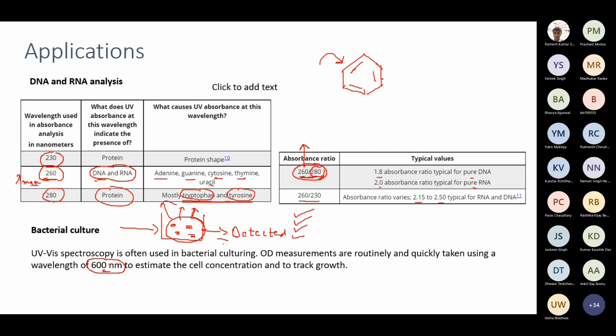Could you understand? Yes, ma'am. What were you not able to understand in this? Ma'am, in the table to the left of this, we can see that for protein there is 213 nanometer and 280 nanometers. Ma'am, what are these two?